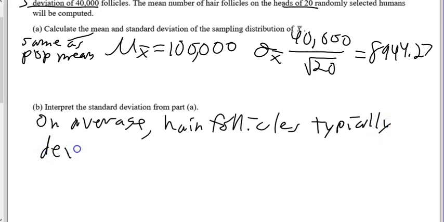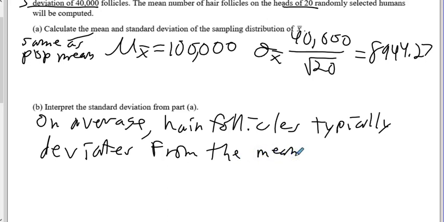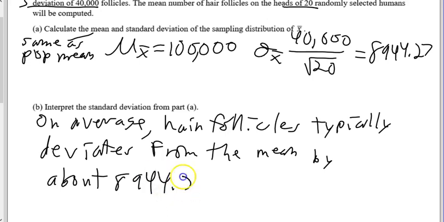We talked about this the other day, that the standard deviation is how far it deviates from the mean. So it's always going to be deviates from the mean, by about. And just plug in that number we found: 8,944.27. That's it. That's all you have to do. Very simple sentence to remember. It's going to be the same thing every time.